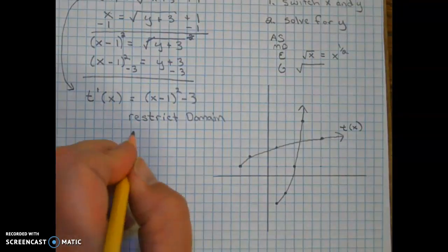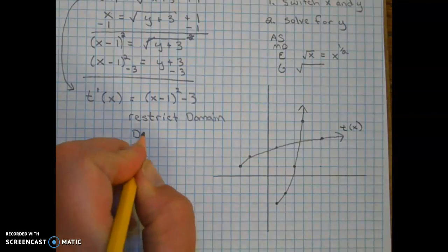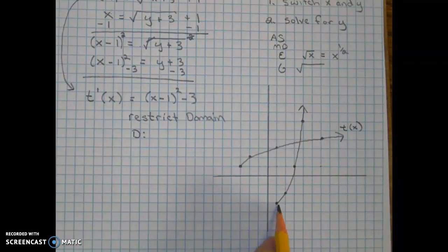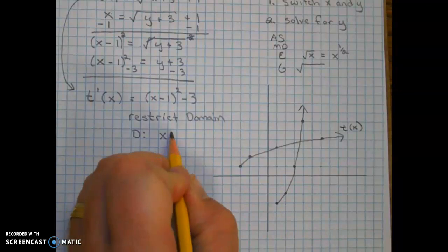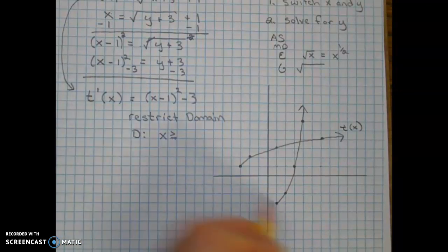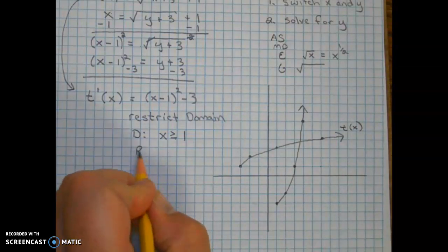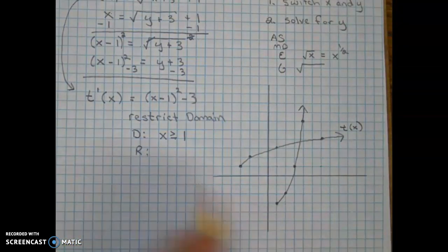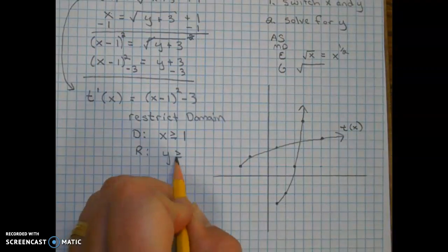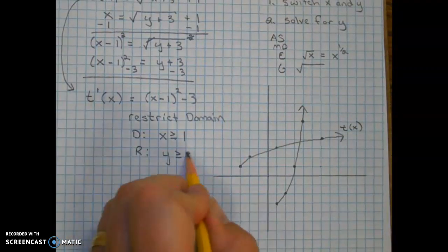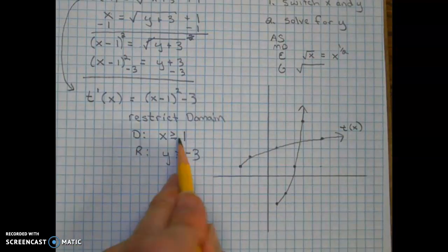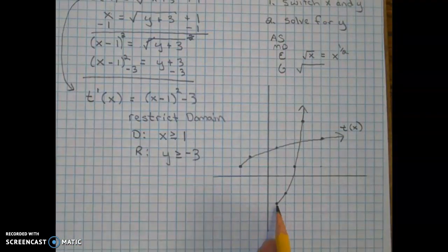So the domain restriction here for the inverse is going to be x is greater than or equal to 1. For the range, it's going to be y is greater than or equal to -3. And that is your domain restriction for this inverse function.